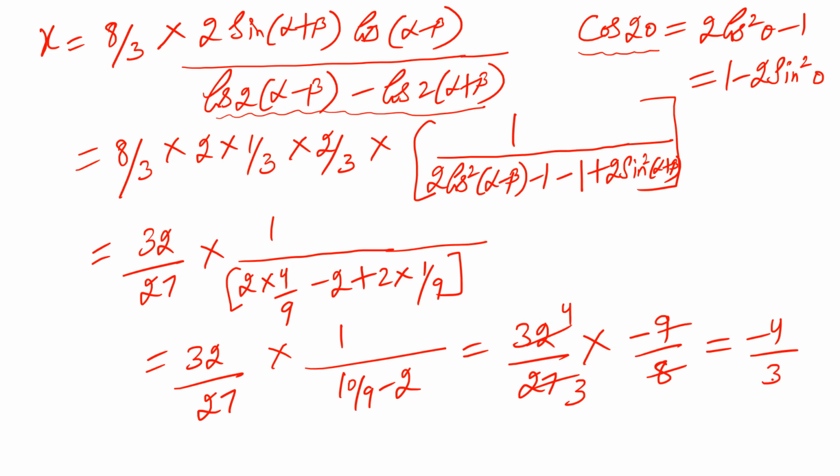Now this was x. So what should be x square? It should be 16 upon 9. And what should be the GIF value of x square? Obviously it is going to be 1. Why? Because 16 upon 9 lies between 1 and 2. So the greatest integer that is less than or equal to this value is 1.